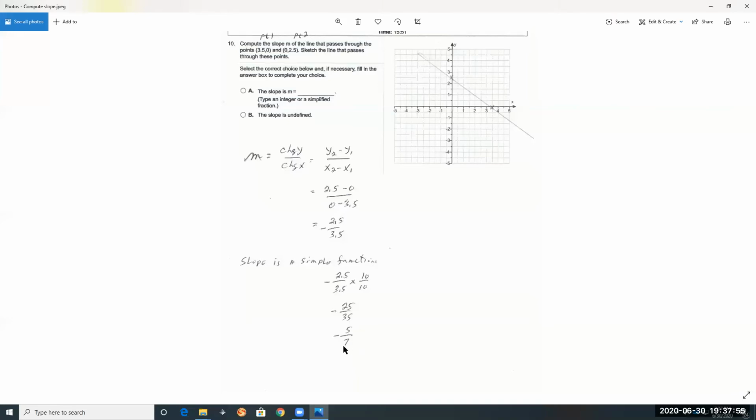Notice that we have a negative slope. When I graph the point (3.5, 0) on the x-axis and (0, 2.5) on the y-axis and draw the line, notice the line is going downward. Downward going lines from left to right designate a negative slope, which goes along with the calculation. It's a nice check on your work.